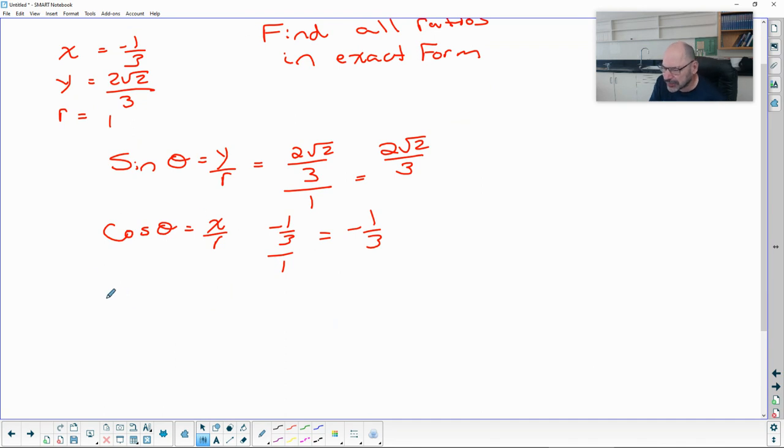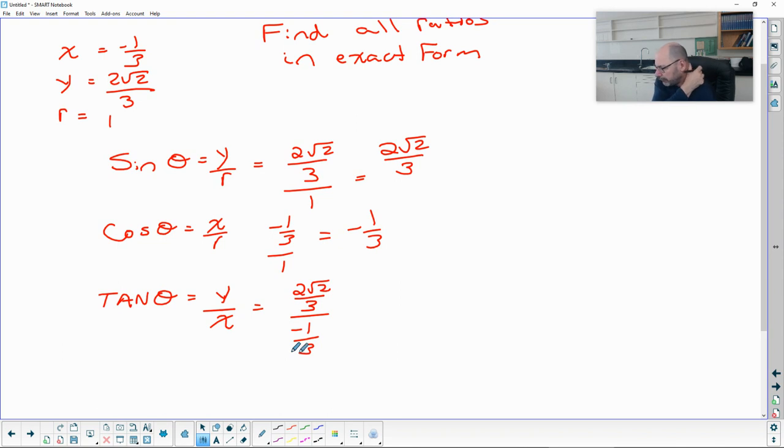Tangents. Okay, tangents a little different. We have to do a little bit of dividing. Tangent, when we look at the formula, it's y over r. Or sorry, y over x, pardon me. So the bottom number is not going to be a 1. So it's a little bit more complex. We have to take our y value. Okay, so our y value is 2 root 2 over 3. And we have to divide by negative 1/3.